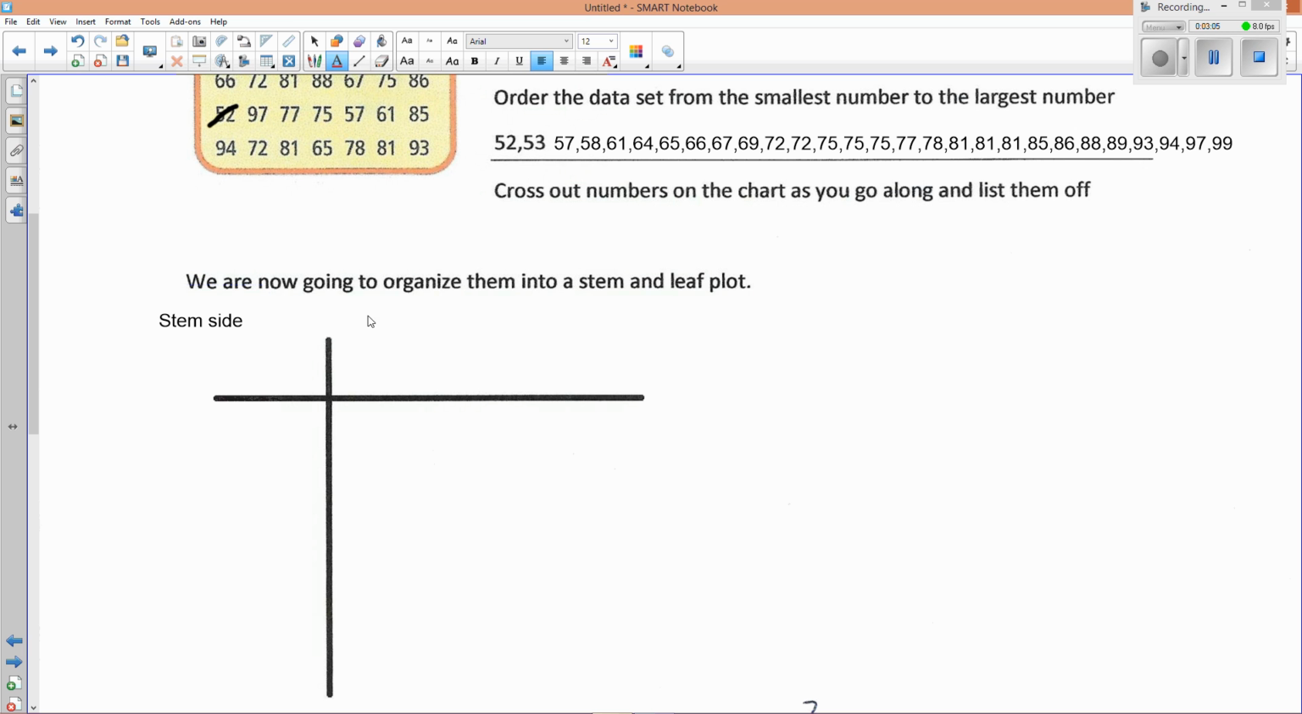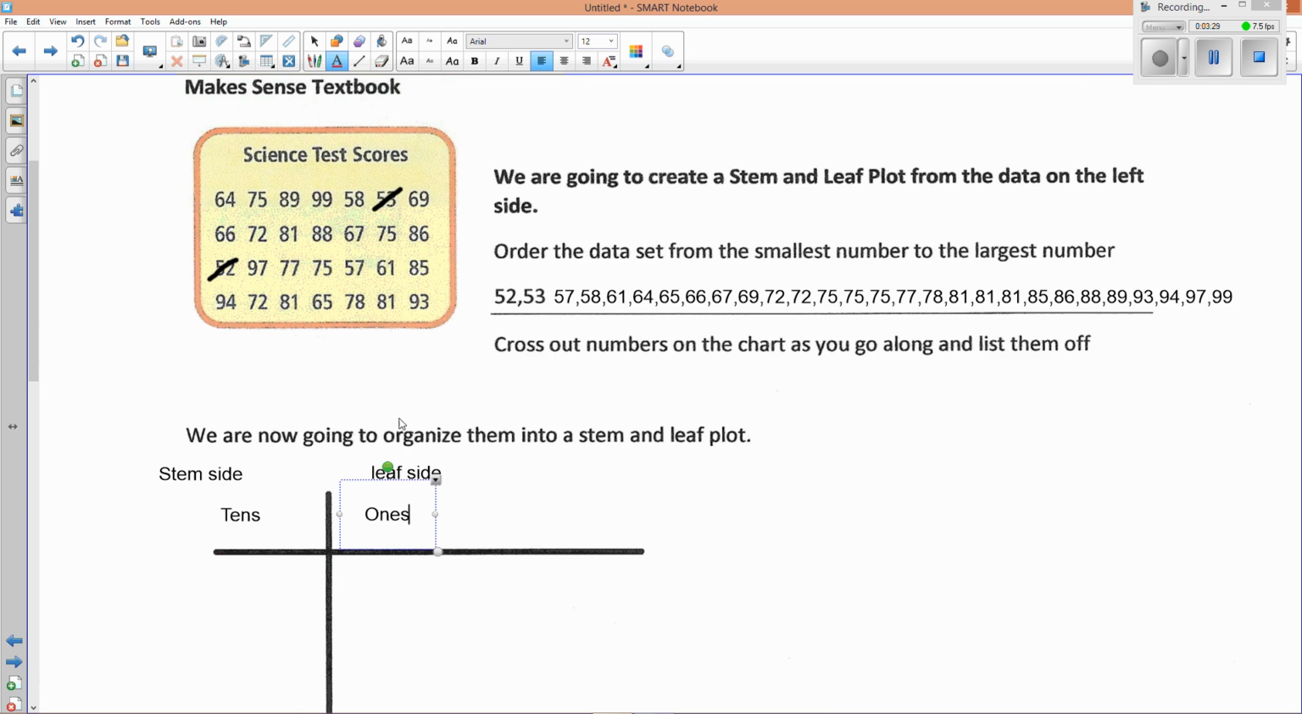And this side over here is commonly referred to as the leaf side, okay? Essentially what we do is we take, say, 52 and we cut it up and we put the tens column here. All right, so for this stem and leaf plot, this side here is going to represent the tens of the science score, and this side here is going to represent the ones, right? Because that's what these are. They're science test scores in a class.